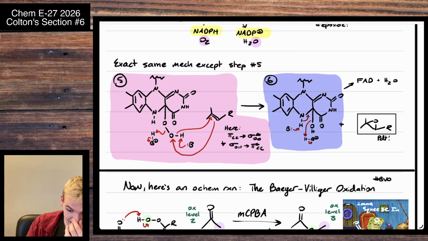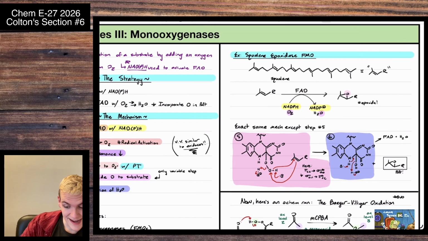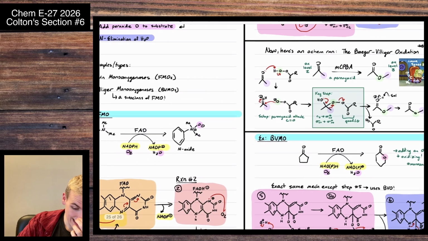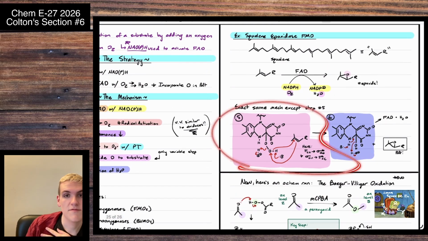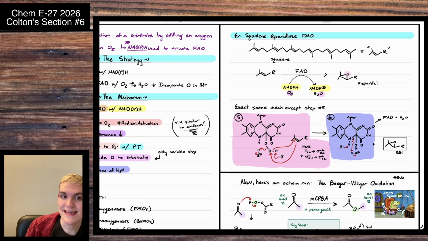So we are making a very different functional group, an epoxide here, versus an N-oxide. But the only step that is different is step 5. And so, again, on something like an exam, on a PSET, you might have to do something a little funky in step 5.